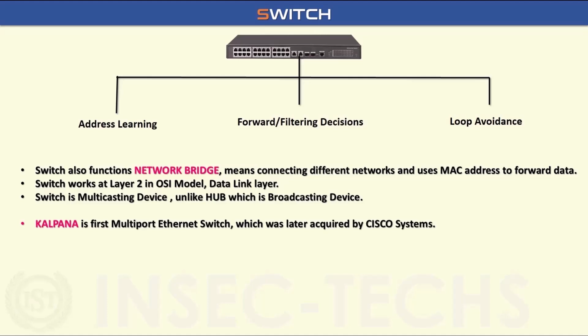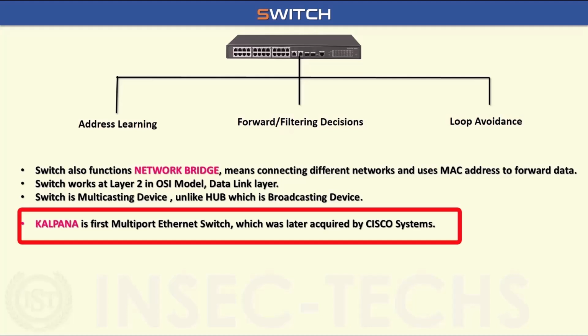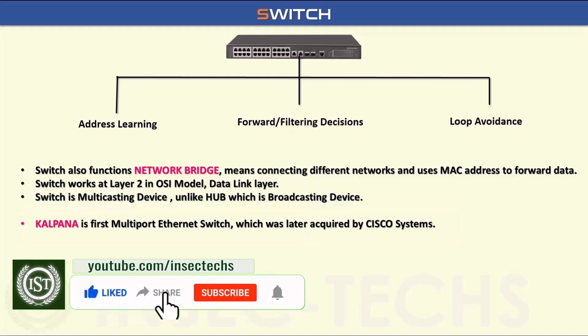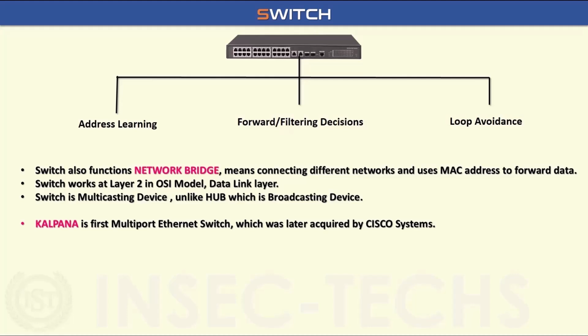We have discussed earlier, hubs work in a collision domain and switches work in a broadcast domain. So again remember, a switch is a multicasting device, and Kalpana is the first multiport Ethernet switch, which was developed by Mr. Vinod Bharadwaj and Larry Blair, and the company was named after his wife Kalpana, and later the company was acquired by Cisco Systems. So most of the networking devices like your routers and switches are manufactured by Cisco Systems along with a few other very good companies like Netgear, Juniper and so on.